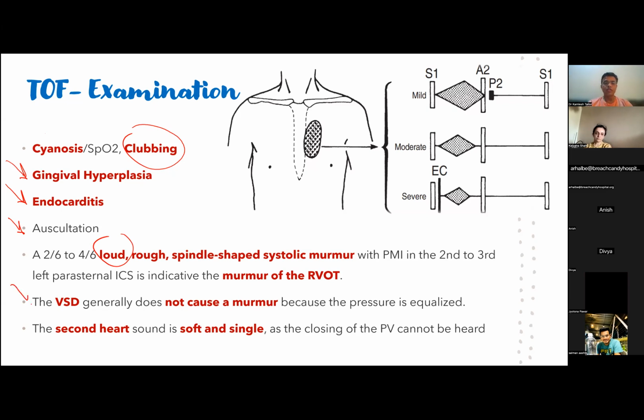So VSD, because it is a large unrestrictive VSD, will not cause any murmur. But very rarely in tetralogy, the VSD can be restrictive also. And the second heart sound will be soft and single, because the pulmonary valve is not normal, and that is why it is not creating much sound, and that is why it is mentioned as single and soft.